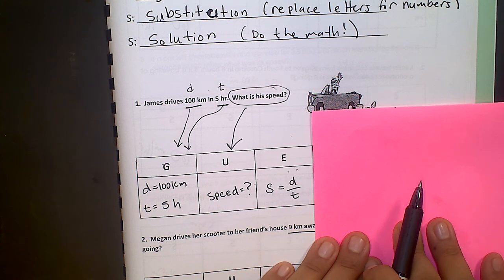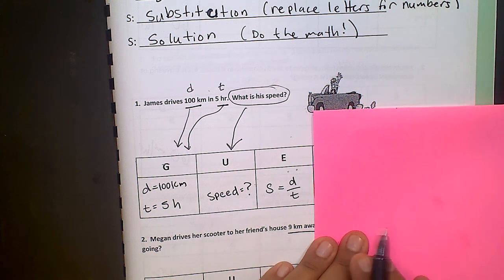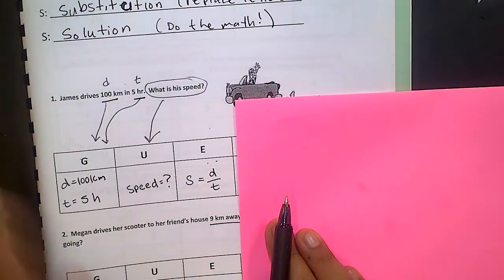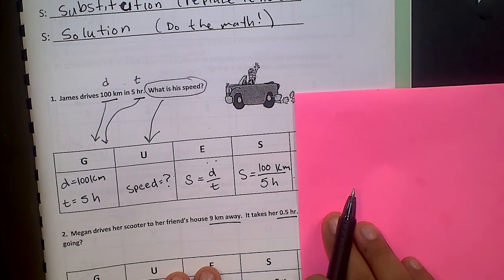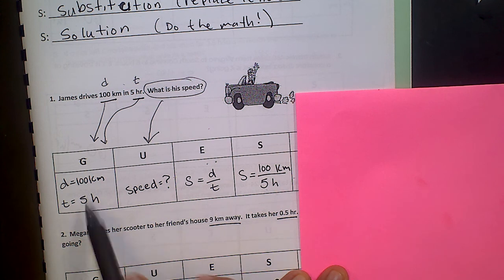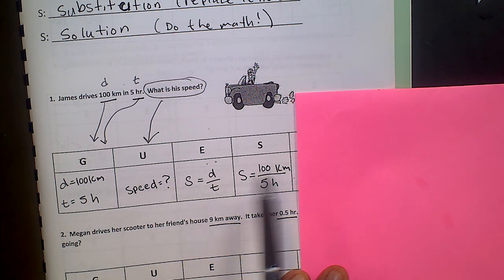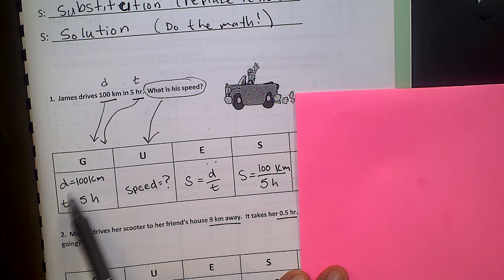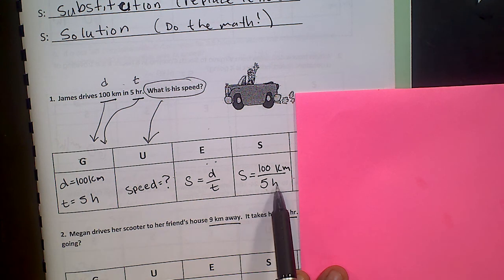What formulas do I know for solving speed? Well, we just talked about that. Speed equals distance over time. So I know a formula to find speed, and I'm feeling pretty confident. Now I'm going to substitute, or replace the letters with numbers. I only know the numbers for D and T, so I'm going to replace D with 100 kilometers and T with 5 hours.